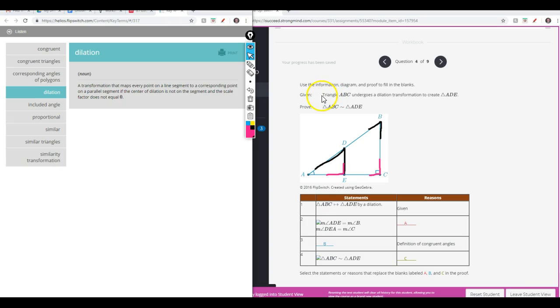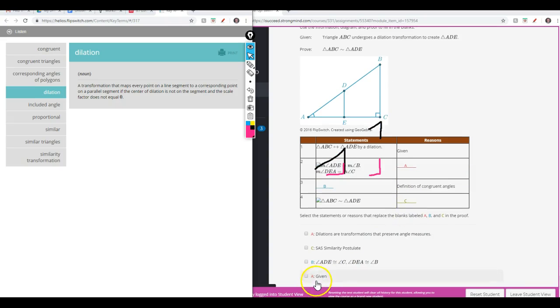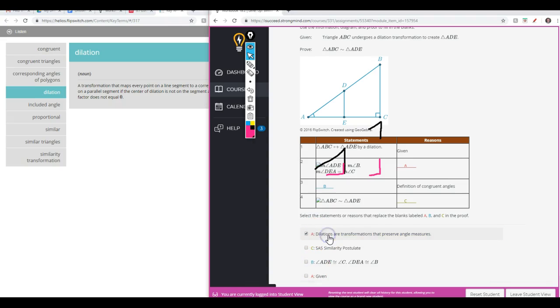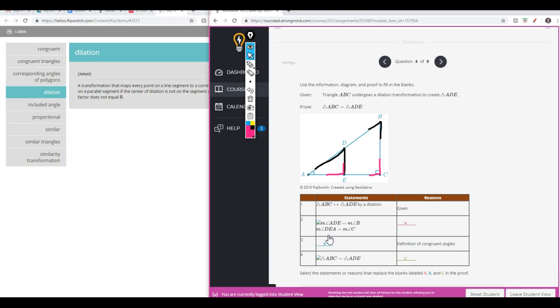The next one is given. In the given information, it just says it undergoes a dilation. That's what it says right there, dilation given. So it's not in the given. That leaves us with dilations are transformations that preserve angle measures. That's something that is required to know about a dilation. So if you do not have that in your notes, I would add that in. Okay, so we had our angle.